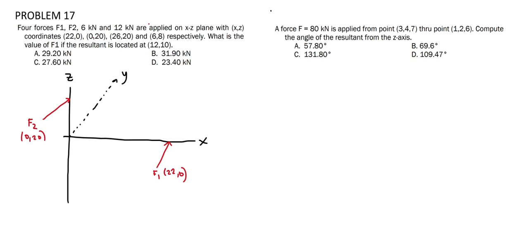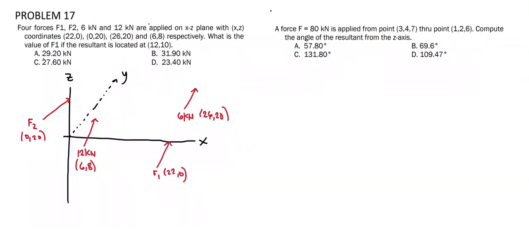And then we have force 6 kN acting in the coordinates 26 in the X direction and 20 units in the Z direction. And also we have the 12 kN force acting in the coordinates 6 units in the X direction and 8 units in the Z direction. So we have 12 kN with coordinates 6, 8.